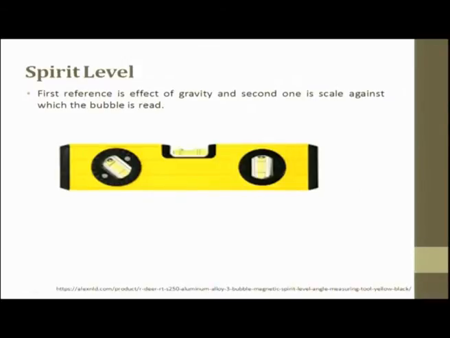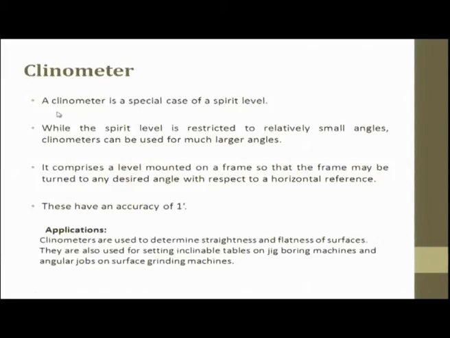So for the spirit level, the first reference is the effect of gravity, and the second one is the scale against the bubble in reading. So first we put it against the flat surface, measure the angle, and then take the reading. A clinometer is a special case of spirit level, because generally in a spirit level we would always try to have a smaller angle.